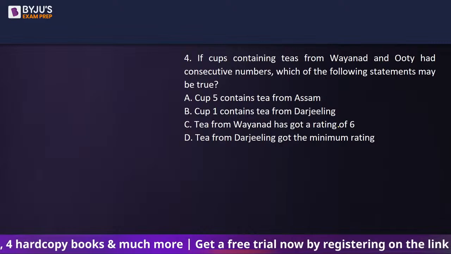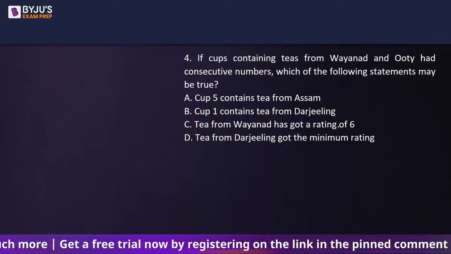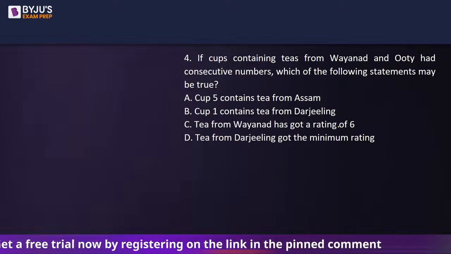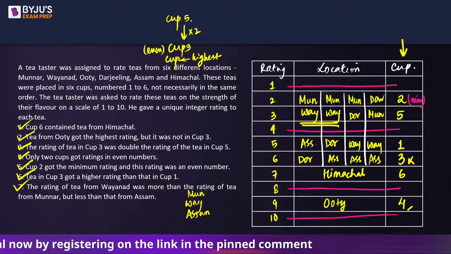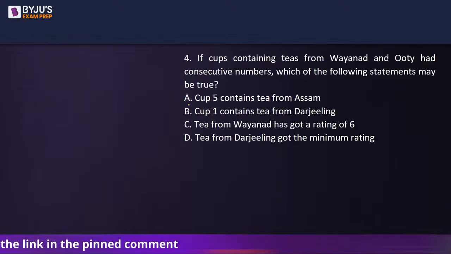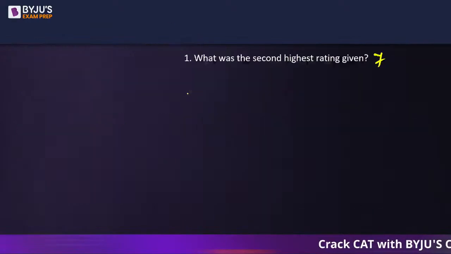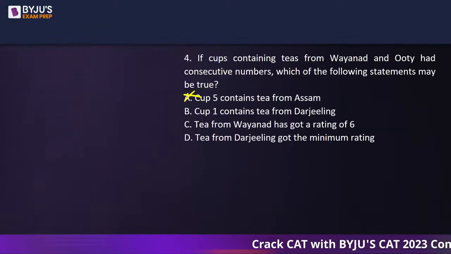So the subsequent part is, which of these following statements may be true? Cup 5 contains tea from Assam. Is it going to be true? No, because cup 5 तो वायनाड का होगा. Cup 1 contains tea from Darjeeling. Yes, it may be true, right? Maybe.